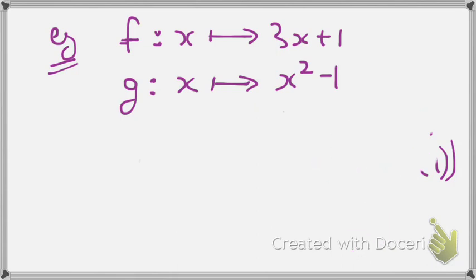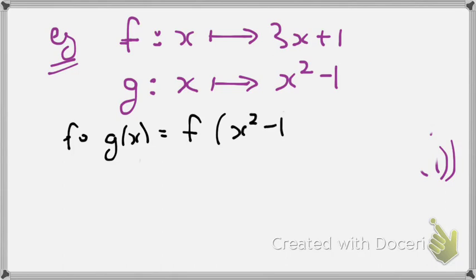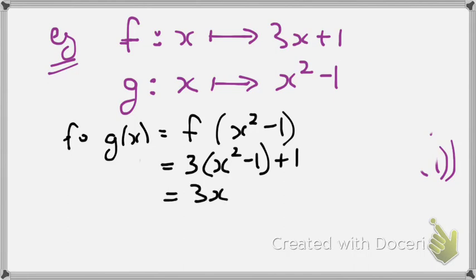We could also evaluate just straight up f of g as a function. That would be f of the function g, which is x squared minus 1. And remember, that means wherever we see x, we write x squared minus 1. So that gives me 3x squared minus 2. And I could similarly do g of f of x.